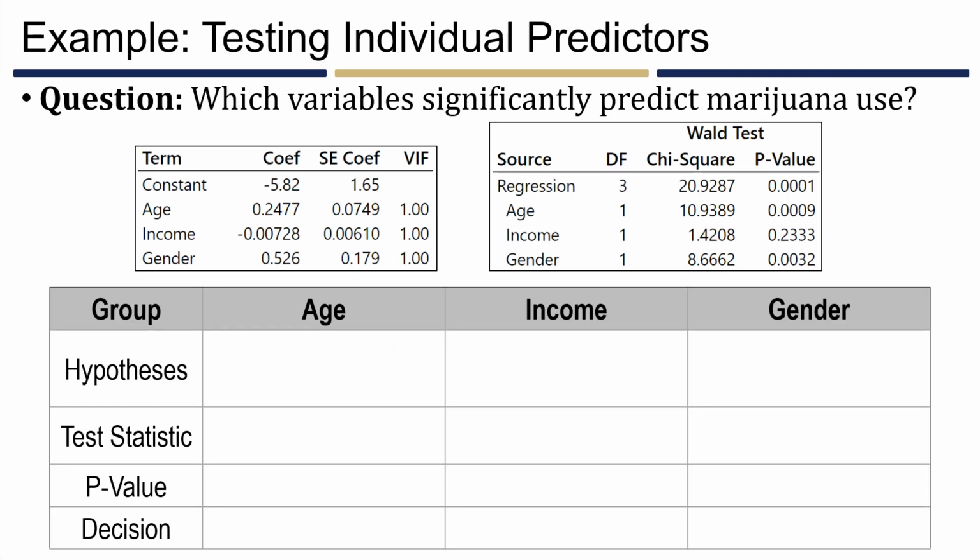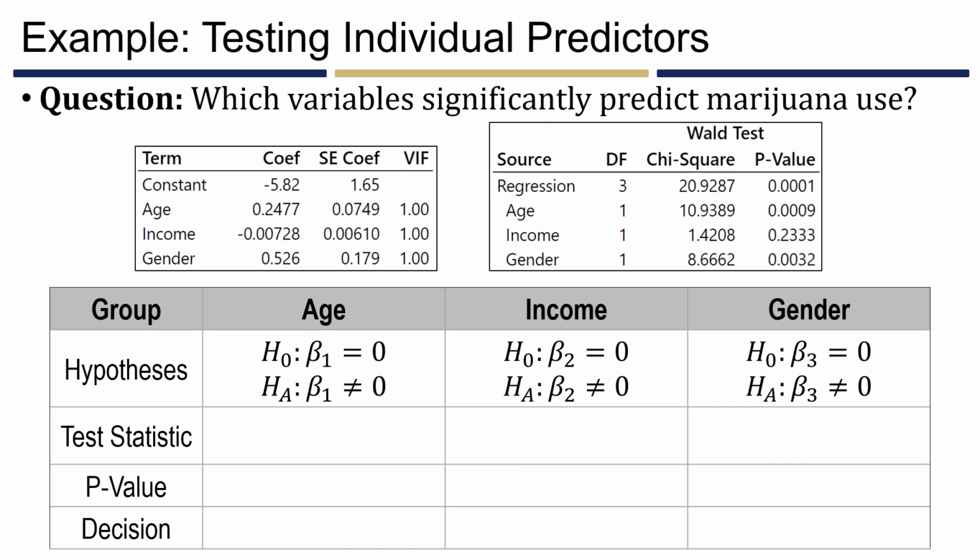Now that we know the full model is significant, we can go ahead and test the individual predictors. The process for testing the individual predictors in logistic regression is no different from what we did back in multiple regression. For testing age, we'll set up the null hypothesis beta 1 equal to 0 against the alternative beta 1 not equal to 0. For income, we'll test beta 2 equal to 0 against beta 2 not equal to 0. And for gender, we'll test beta 3 equal to 0 against beta 3 not equal to 0.